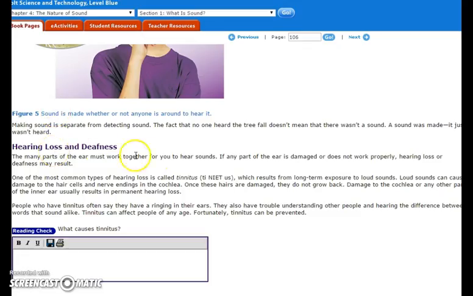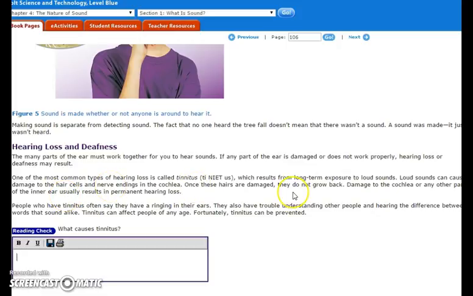Now, hearing loss and deafness are very real. When we are young, our ears work very well, but the more use that these very small parts of your ear get, the more sound they hear, the more vibrations they endure, the more likely your chance of hearing loss or permanent hearing loss and deafness.